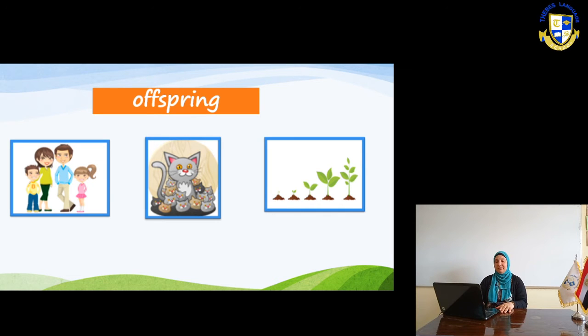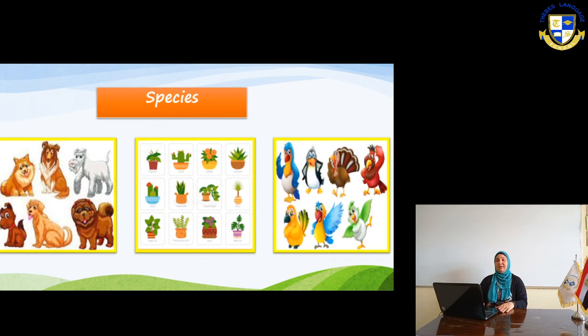In the next slide, you will see the meaning of a species. What does species mean? As I told you, it's a group of animals having the same characteristics and having the same or similar way of life, like the species of dogs, the species of cactus plant, the species of birds.